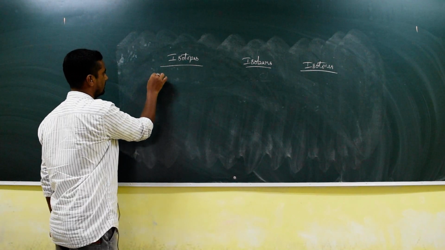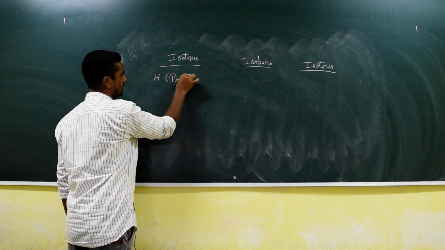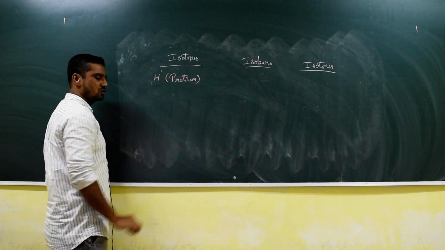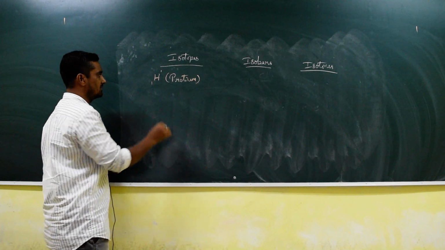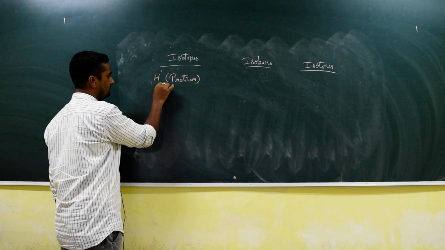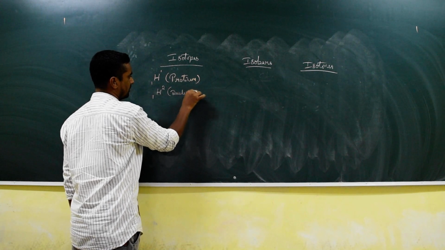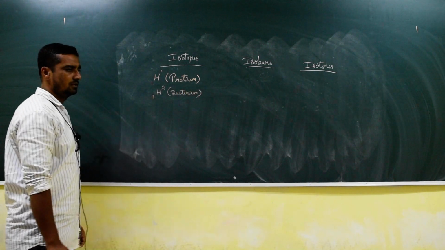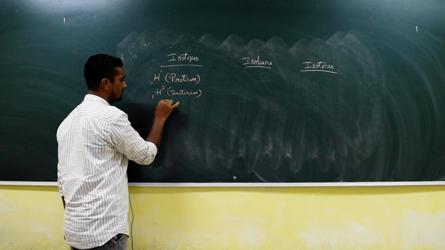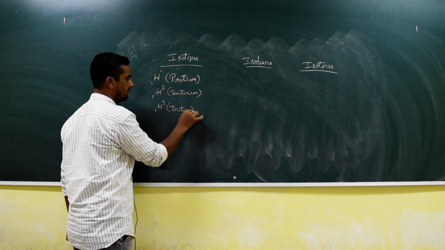In terms of the hydrogen atom, this one we call protium. In protium the atomic number is 1 and the mass number is also 1 only. If we go for one more atom, the atomic number is 1 but the mass number is 2. This one we call deuterium, which we already discussed in the last class. Come for one more: atomic number is 1, the mass number is 3. This is called tritium.